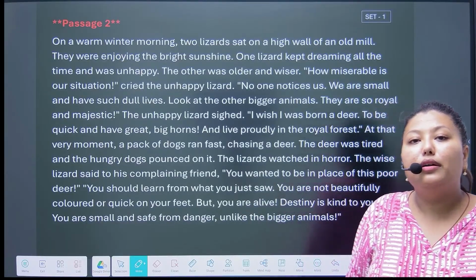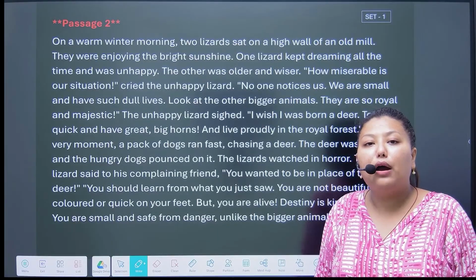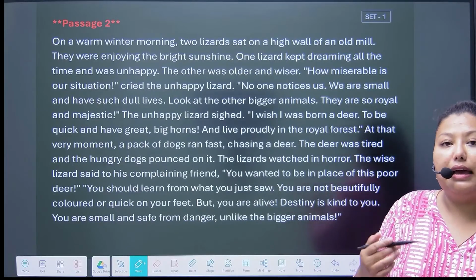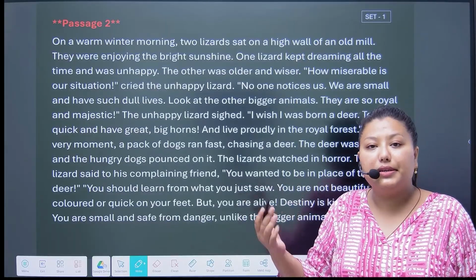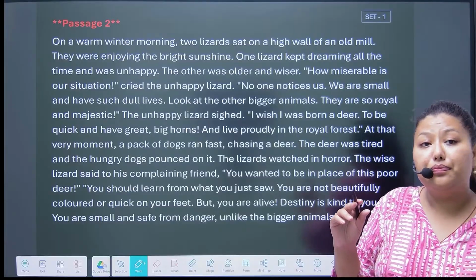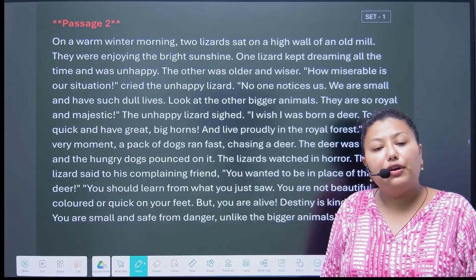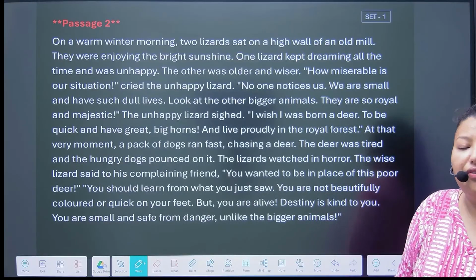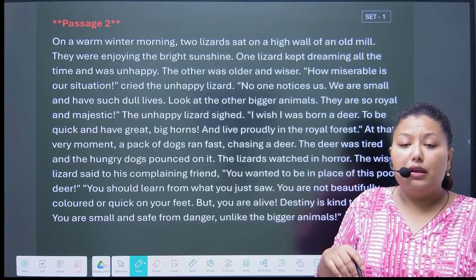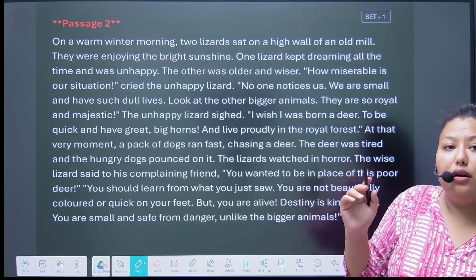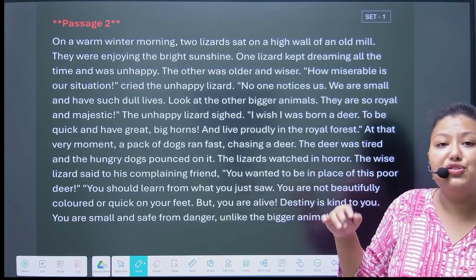I wish I was born a deer, to be quick and have great big horns and live proudly in the royal forest. At that very moment, a pack of dogs ran fast chasing a deer. A pack of dogs means a group of dogs.